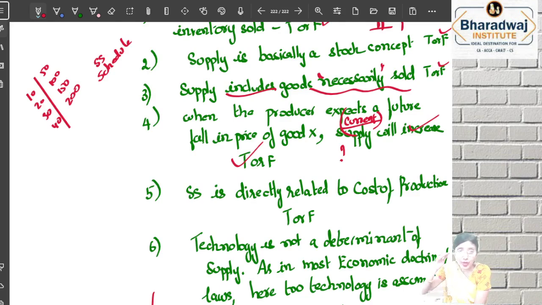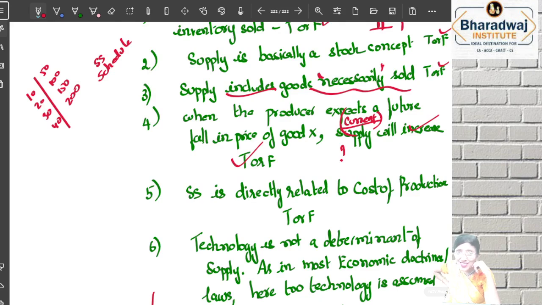But when the producer expects a future rise in the price, what will the current supply be? He will withhold the stock. He will not give now because he has to give in the future. So at that time supply will decrease. Mudit? In demand it will decrease.